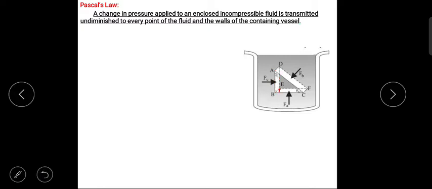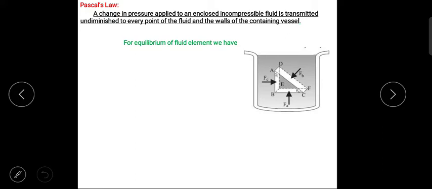If I take the face BCFE, there will be an external force FA, and if I take the face ACFD, there will be force FB. Now what does Pascal say? For a fluid which is incompressible and enclosed, a change in pressure applied at each and every point of the walls of the containing vessel will be equal and equally transmitted to all the faces.